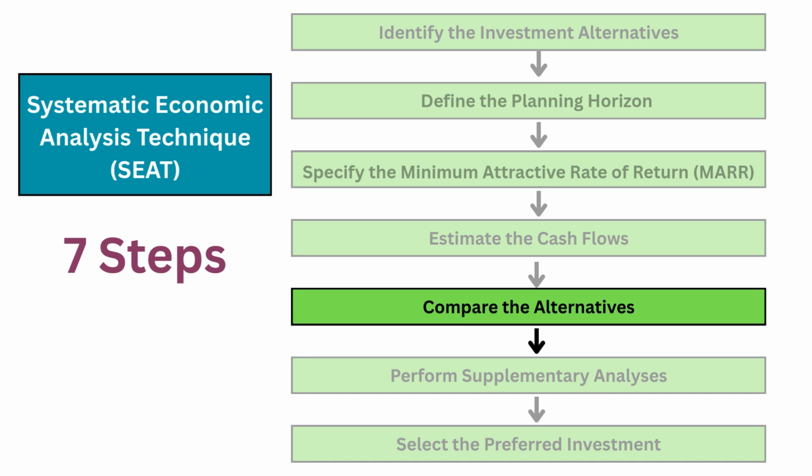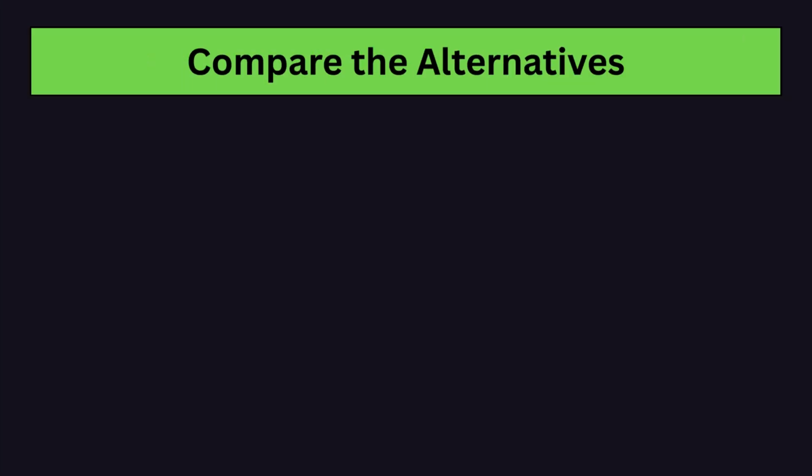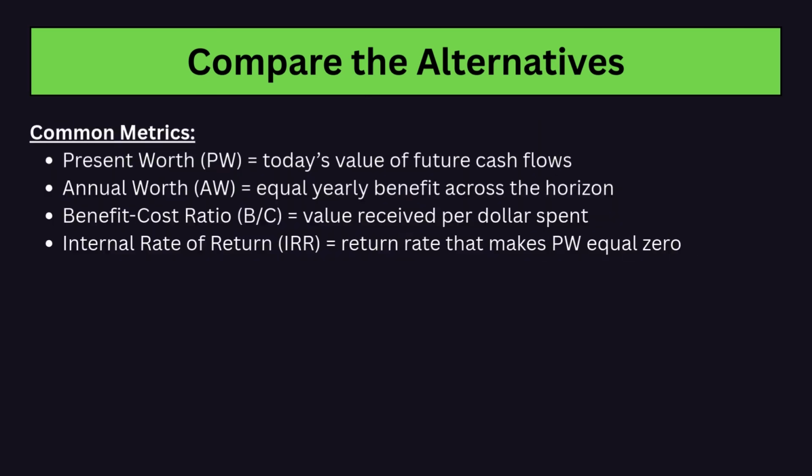Step 5. Compare the alternatives. With cash flows in place, evaluate the alternatives. Common metrics include present worth, today's value of future cash flows; annual worth, equal yearly benefit across the horizon; benefit-cost ratio, value received per dollar spent; or internal rate of return, the rate that makes PW equal 0. We will go into detail on what these metrics are in later videos.